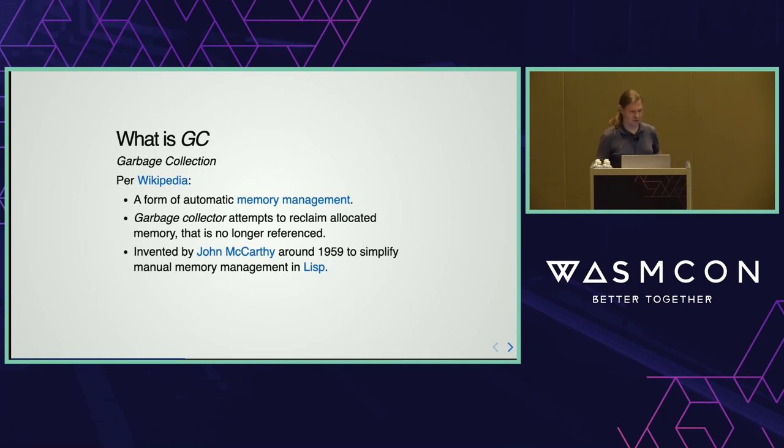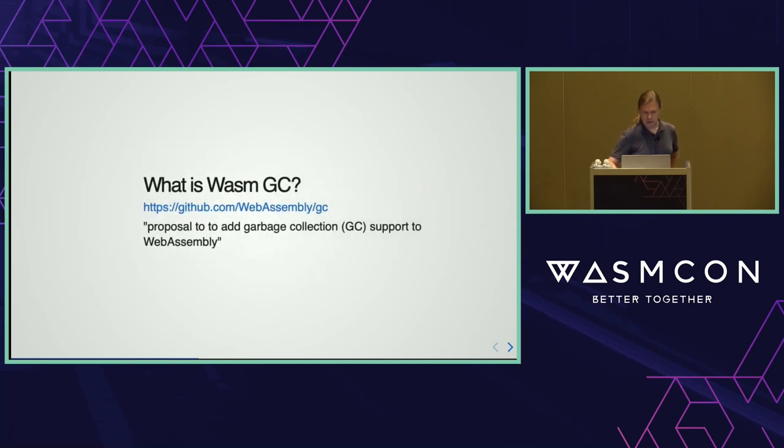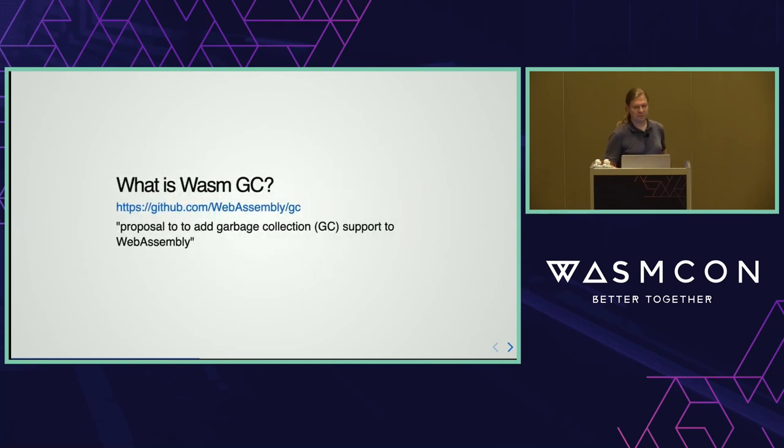So, GC is, of course, garbage collection, as per Wikipedia, a form of automatic memory management. A garbage collector attempts to reclaim allocated memory that is no longer referenced, and it was invented in 1959 by John McCarthy to simplify memory management in Lisp. Which, by the way, is my favorite language. So what is Wasm GC? We see this URL here. It points to the proposal to add garbage collection support to WebAssembly.